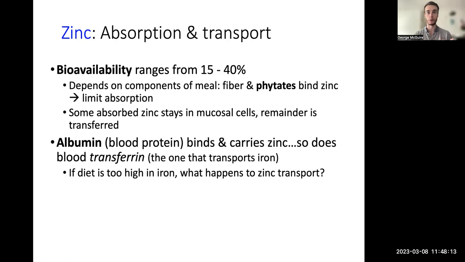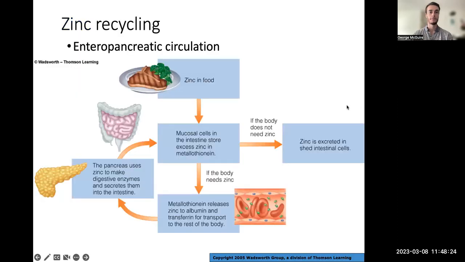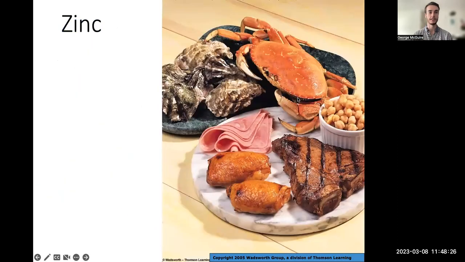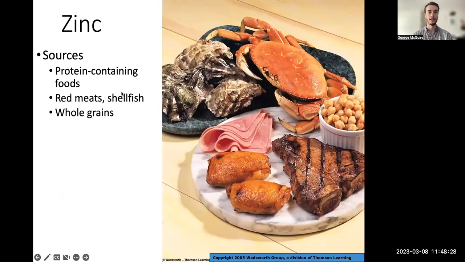So this doesn't mean you should avoid fiber. You should be having fiber in your diet, just making sure you're also getting other foods that have high quantities of zinc that will be more bioavailable. I'm not going to look much into zinc recycling here, just the last little bit on sources. So all protein containing foods are going to end up high in zinc. This is another one of those that is a very common oxygen carrier for marine animals as well. So any seafood is going to be great, and whole grains.